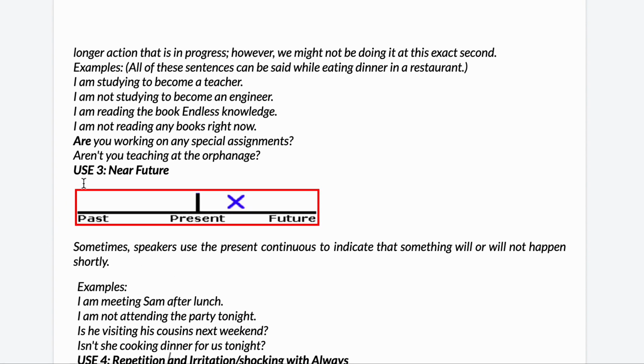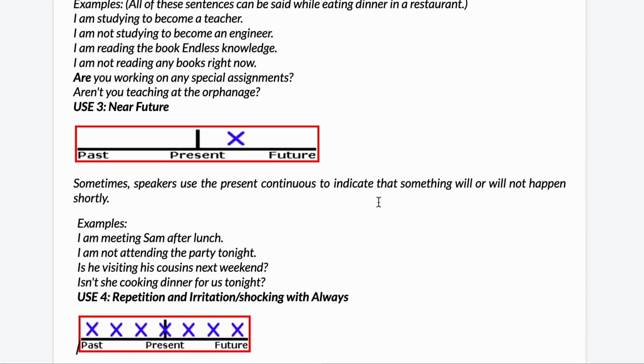So let's talk about use number 3. The first use was about now. The second was for longer action. The third one is near future. As you see, the diagram shows past, present, and future. This is happening from now on to a specific time, or between now and a specific time in the future. Sometimes speakers use the present continuous to indicate that something will or will not happen shortly.